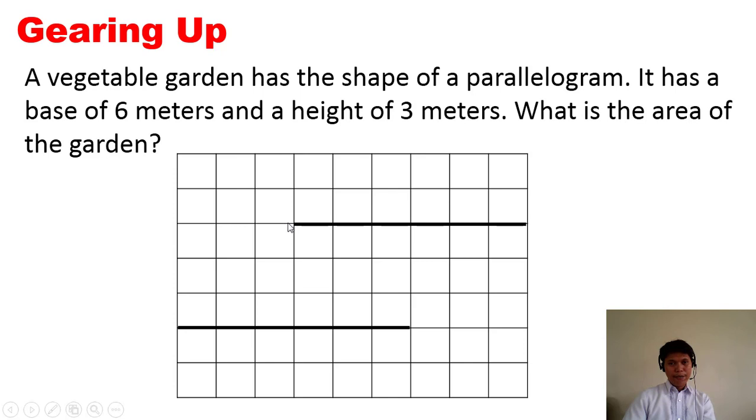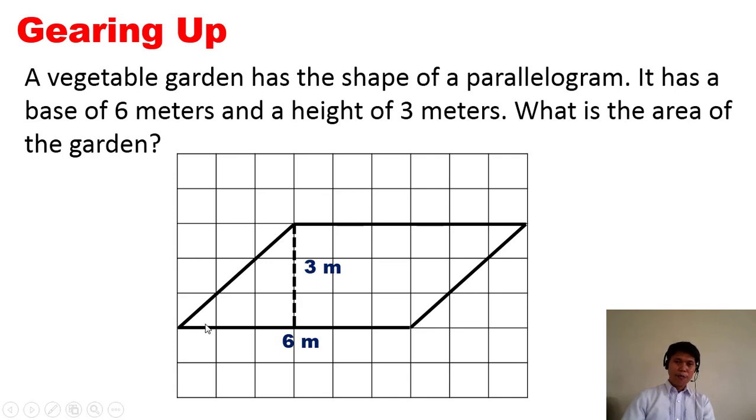Okay, so visually we have the base of 6, 1, 2, 3, 4, 5, and 6, and a height of 3. We have 1, 2, 3. So this forms a parallelogram. By the way, a parallelogram is a quadrilateral, and parallelogram includes square and rectangles. Rectangles and squares and rhombus are parallelograms because all of them have 2 pairs of parallel lines or parallel sides. So by looking at this, this is 6 meters and this is 3 meters.